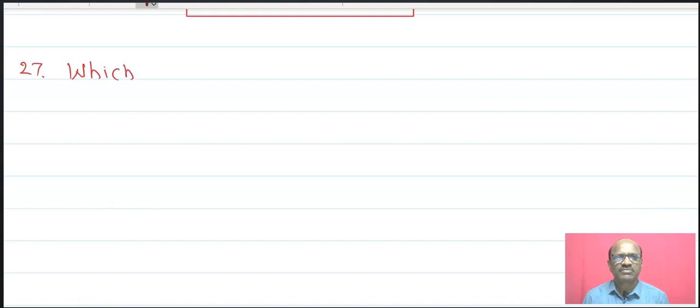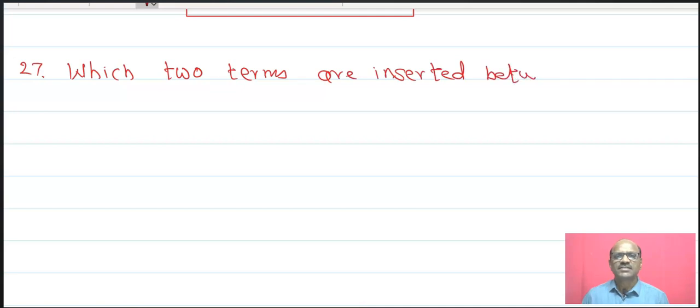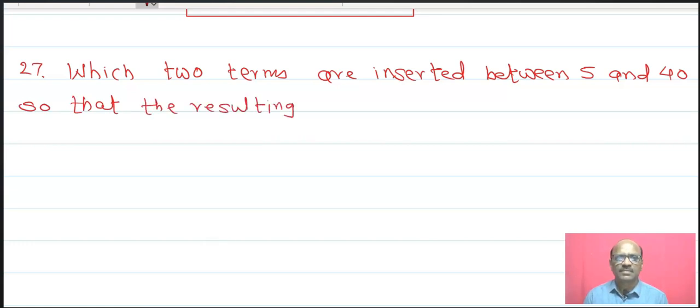Now, next example, that is a question number 22. Which two terms are inserted between 5 and 40 so that the resulting sequence is GP. Now, this is a very simple problem.